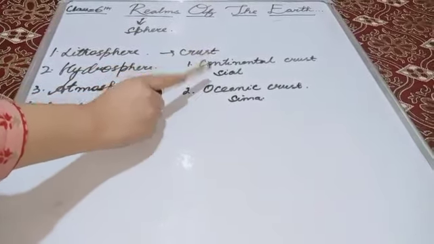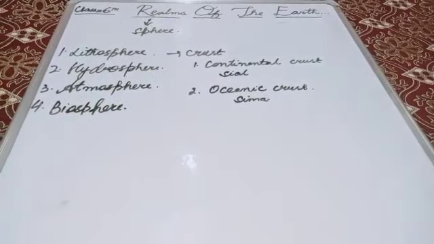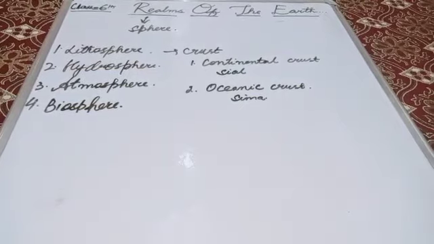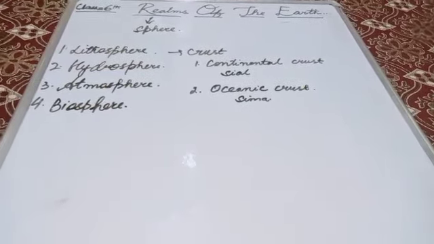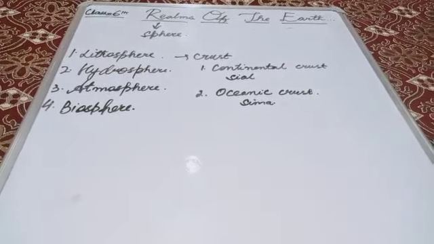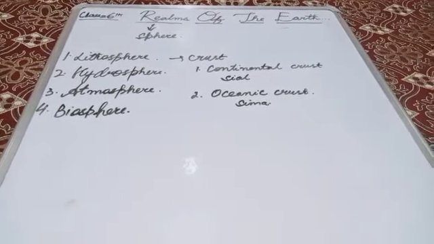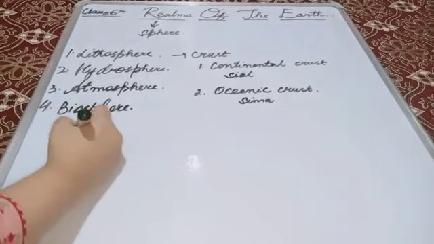Continental crust is also known as sial because it is made up of silica and aluminum. Oceanic crust is also known as sima because it is made up of silica and magnesium. Sial is found below the continents and sima is found below the oceans. Now we have continents. So there are 7 continents.